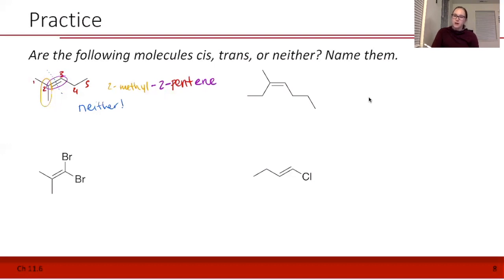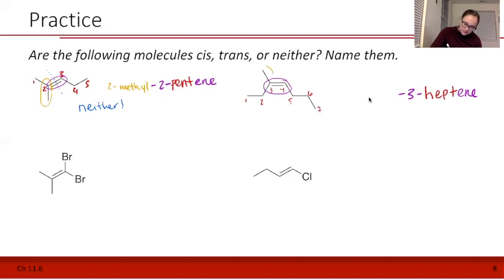Again, we need to number the longest carbon chain with the number 1 closest to the side where the alkene is, so that it gets the lowest number. So we'll start here, 1, 2, 3, 4, 5, 6, 7. That means the base of our chain name is hept. And then ene, because we have an alkene here. It starts at carbon number 3, so we have 3-heptene as our base name.